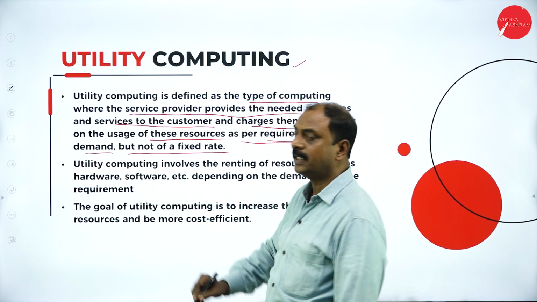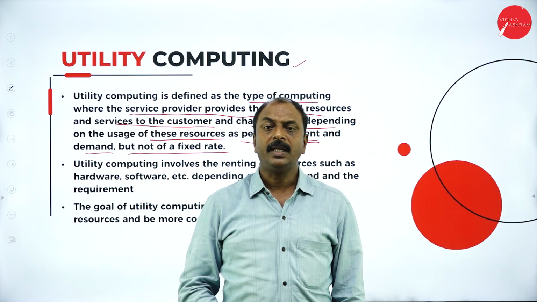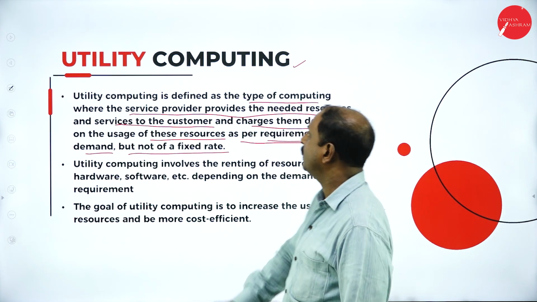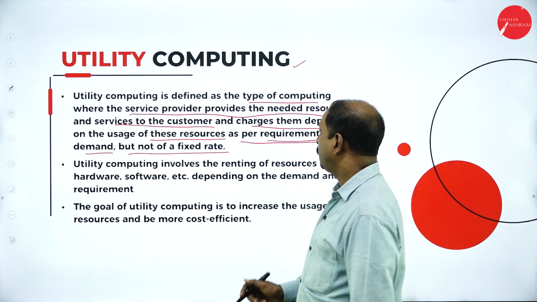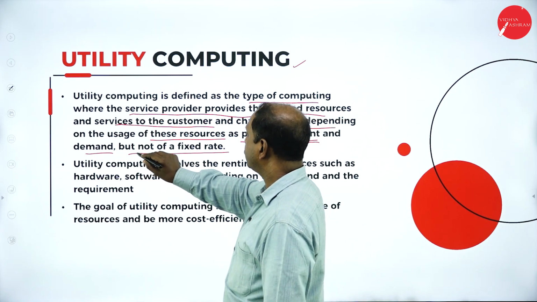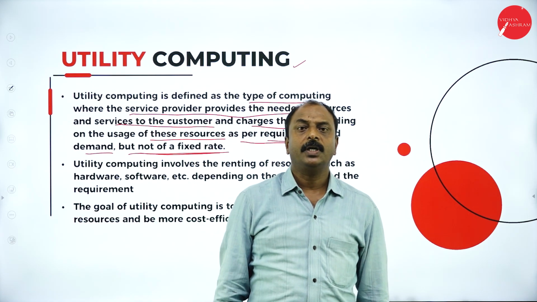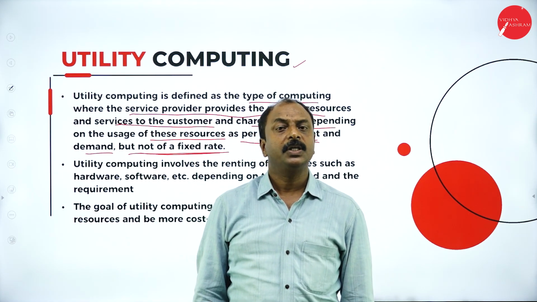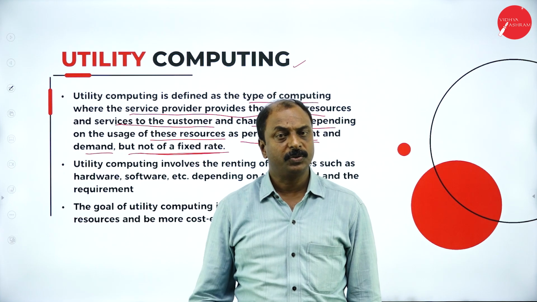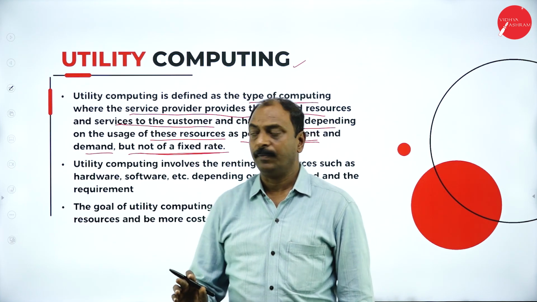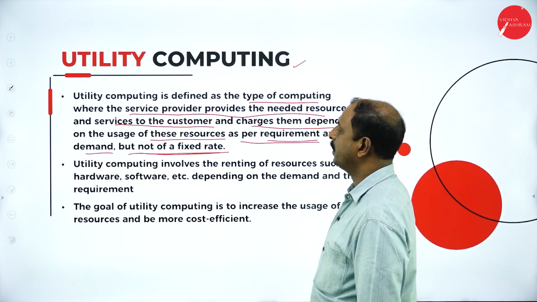So as and when we require, we can make use of the services from the utility computing network. There is no fixed price or fixed rate for this. You are going to pay for your usage, for how long you have been using, and you pay only for that duration of time. So this is the utility computing system.